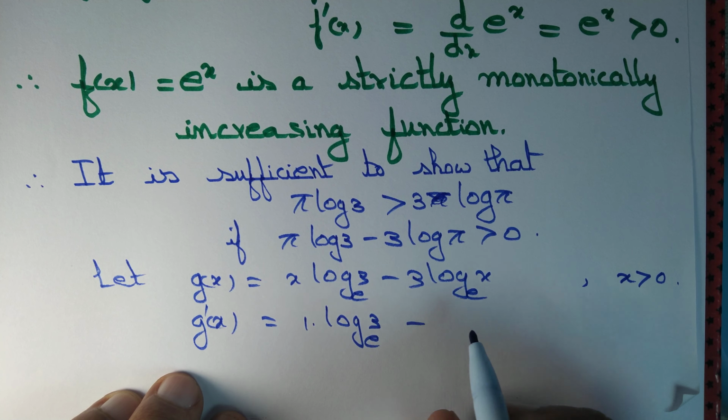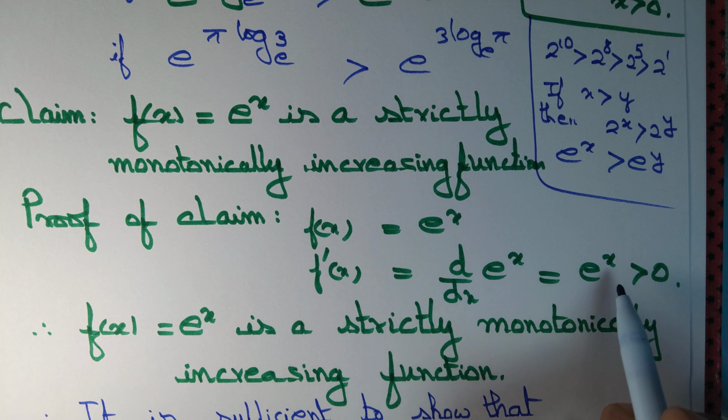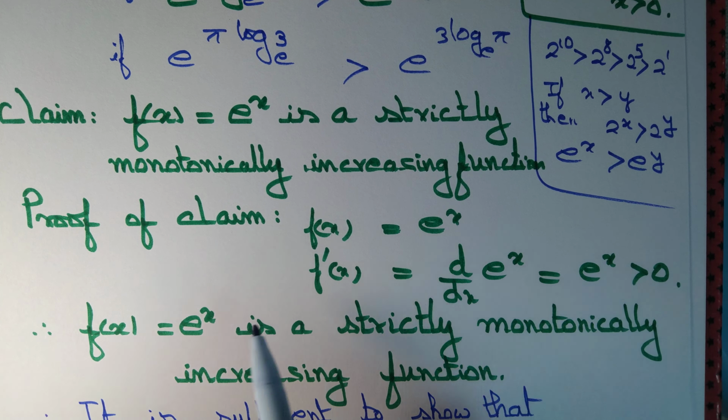Now we know that g is monotonically increasing if g dash x is greater than 0. We just use the same thing: if f dash x is greater than 0, then f is monotonically increasing. So we will apply the same thing once again, but for a different function. Now when is it that g dash x is greater than 0?